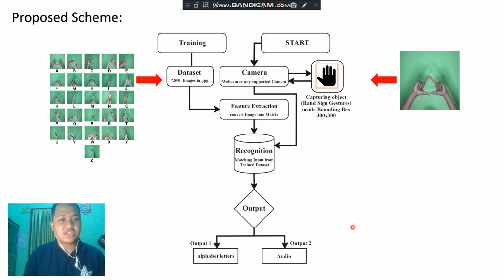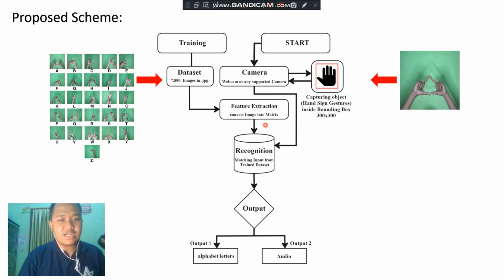Let's break down the diagram. The first step that we must do is the training. Training contains the dataset of 7800 images in JPEG format, the dataset that we collected before. After we collect and store it, we label each of the images from A to Z, so we get 26 labels. After labeling, we do feature extraction by converting the image into a matrix. When we get this extraction, we can make the model or template for matching the detection. So it becomes the recognition system for matching input against the training dataset.